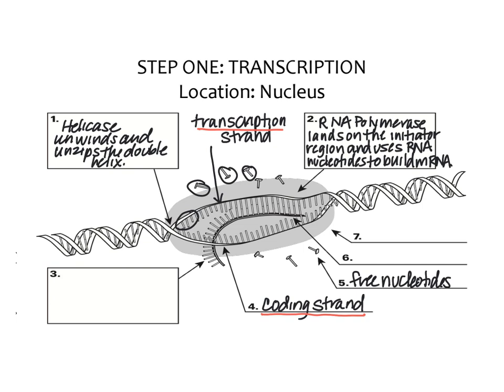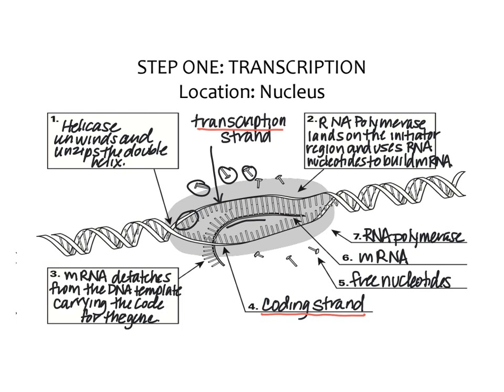As it does that, it is going to be making this structure here, which is the mRNA. It will continue to move down the length of the DNA until it gets to the end of the gene. We can see the RNA polymerase is represented by this large gray circle that's in the back of the DNA. Once the RNA polymerase gets to the end of the gene, the mRNA is complete, and it is going to detach from the DNA template, and it's going to carry the gene out of the nucleus so it can go to the cytoplasm where it can be translated.